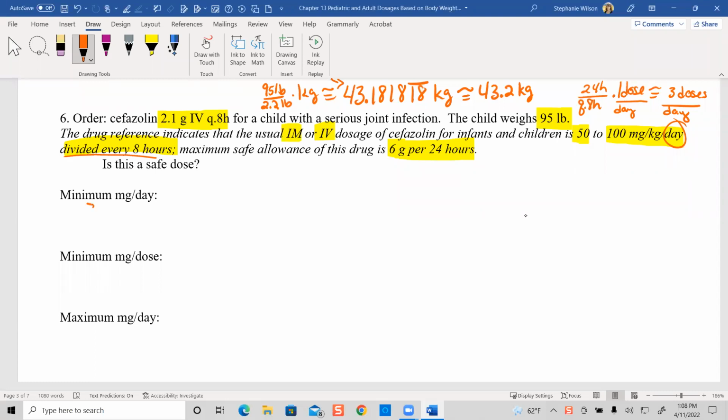So we have a patient who's 95 pounds. I'm going to multiply that by 1 kilogram over 2.2 pounds. And we're going to do the minimum, which is 50 milligrams per kilogram per day. And this one did ask per day, so we're going to leave this one alone.